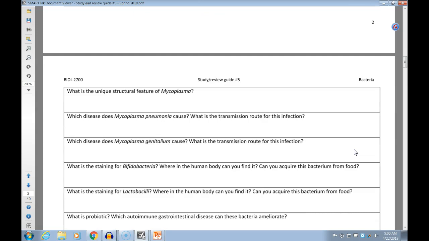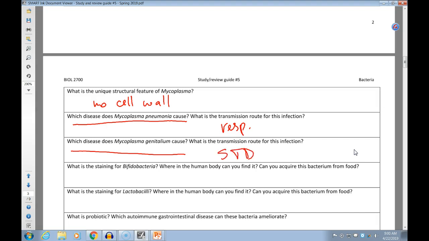Structural feature of mycoplasma: no cell wall. That's walking pneumonia. Well, the transmission route is obviously respiratory. Mycoplasma genitalium causes an STD, a sexually transmitted disease. Transmission route is, well, it's an STD.